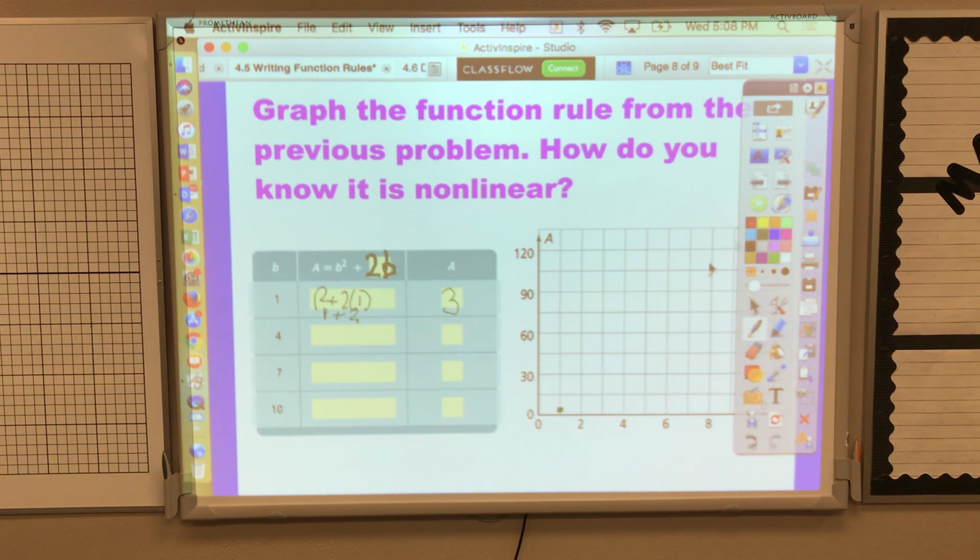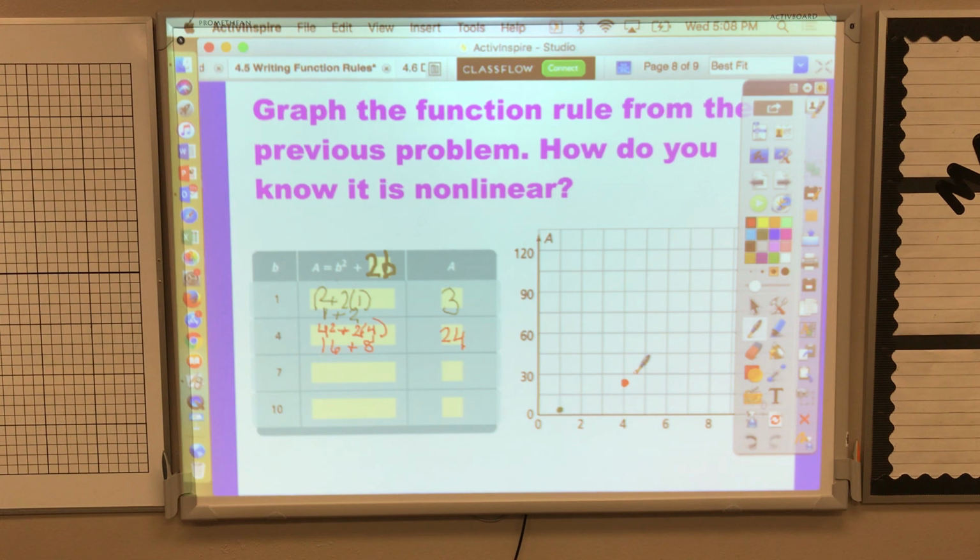Okay, and I plug in the next one. This time I'm plugging in 4. So I have 4 to the second power plus 2 times 4. 4 to the second power, 4 times 4 is 16, plus 2 times 4 is 8, and 16 plus 8 is 24. So at 4, my graph goes all the way up now to 24, which still is not to 30, but it's close to 30.